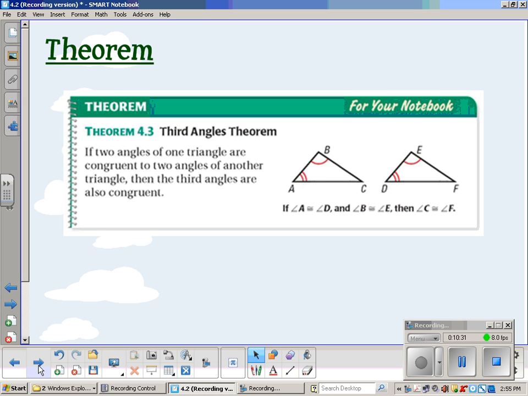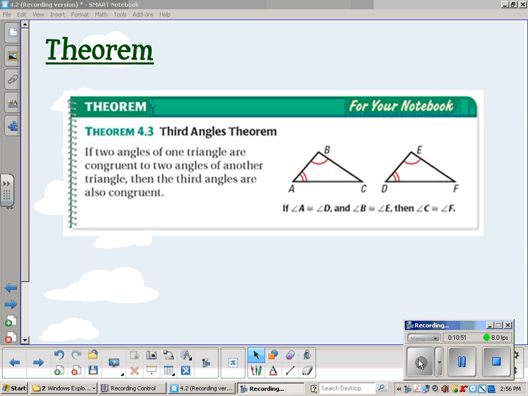Next up we have a theorem, theorem 4.3, called the third angle theorem. Take a minute to copy this into your notes. So again, please pause the video so that you have time to copy this down. Okay, so let's read through this theorem.